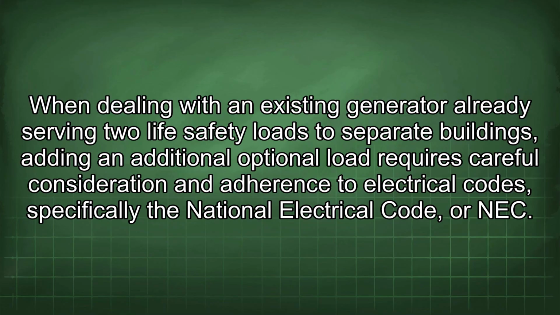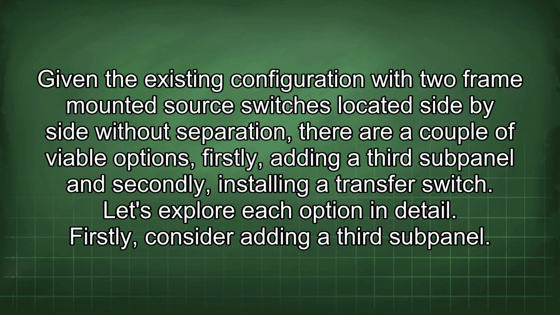When dealing with an existing generator already serving two life safety loads to separate buildings, adding an additional optional load requires careful consideration and adherence to electrical codes, specifically the National Electrical Code, or NEC. Given the existing configuration with two frame-mounted source switches located side by side without separation, there are a couple of viable options. Firstly, adding a third subpanel, and secondly, installing a transfer switch. Let's explore each option in detail.